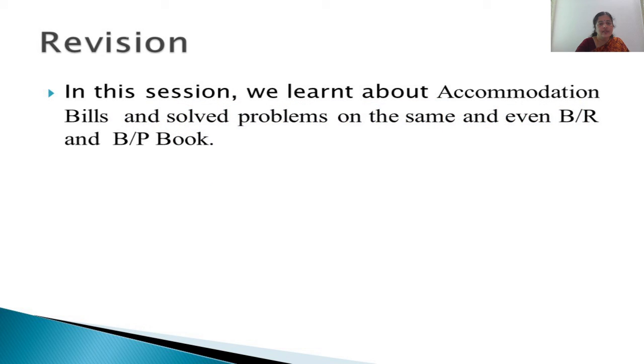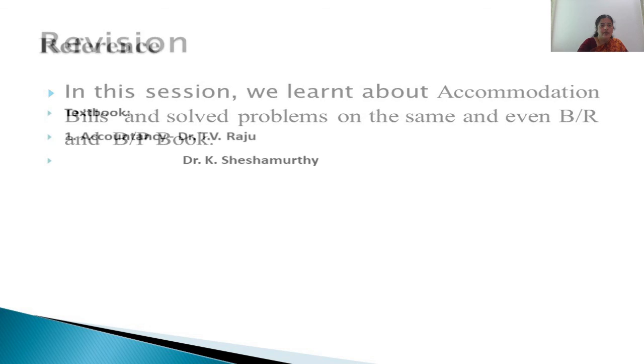So this was the session about accommodation bills, and we solved a good problem on this accommodation bill, and we learnt even about bills receivable book and bills payable book.